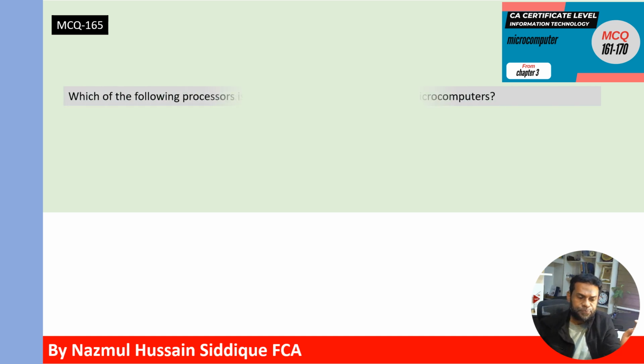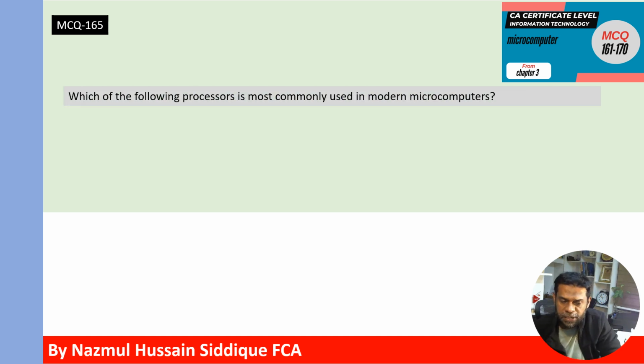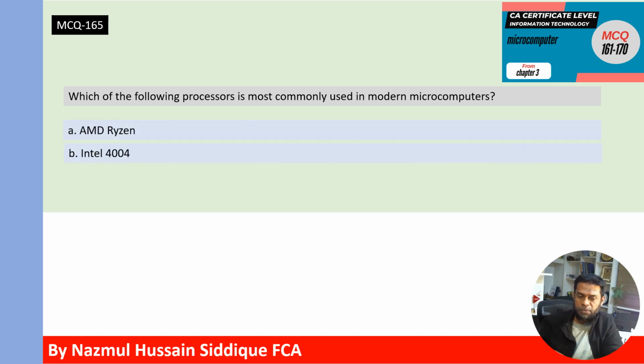Next question. Which of the following processors is most commonly used in modern microcomputers? Option A, AMD Ryzen. Option B, Intel 4004. Option C, Zilog Z80. Option D, Motorola 68000.